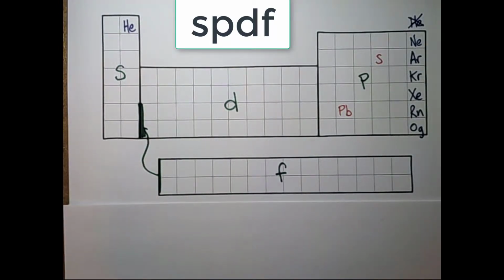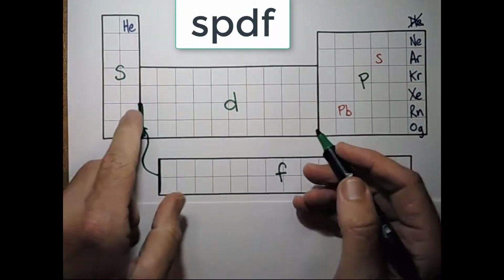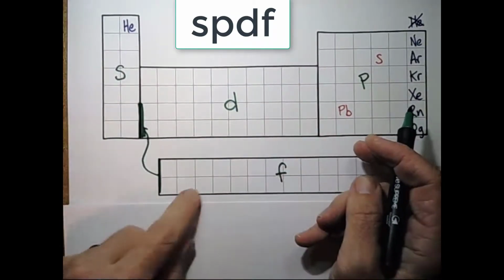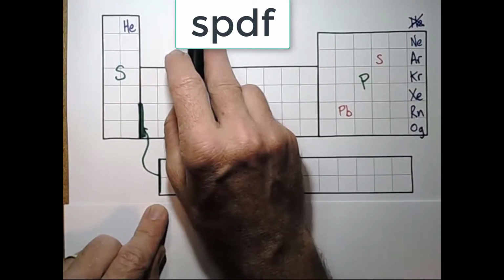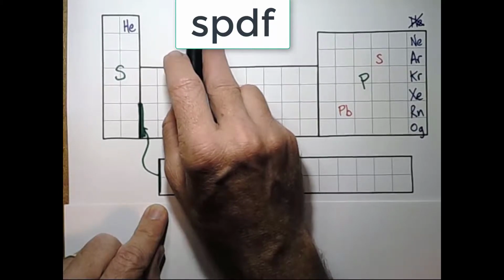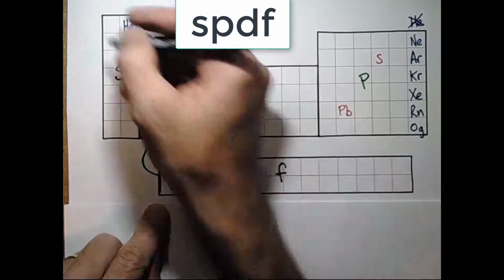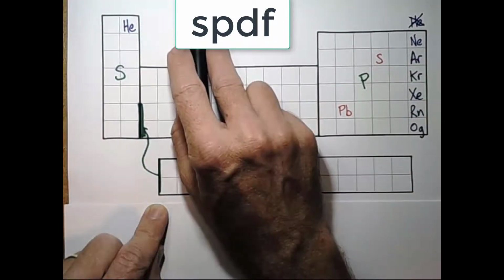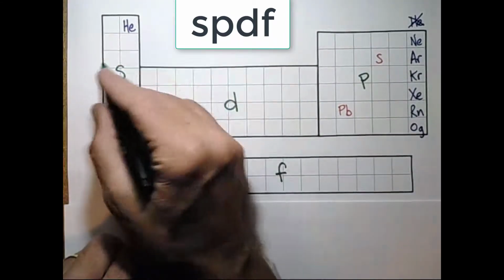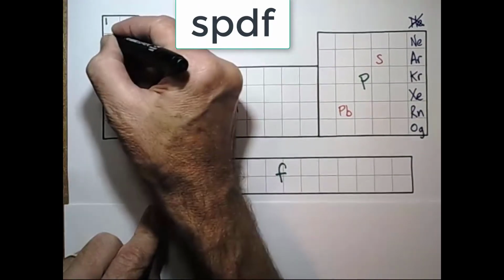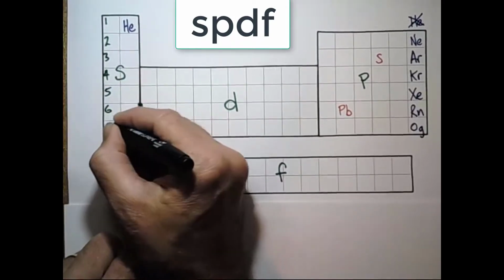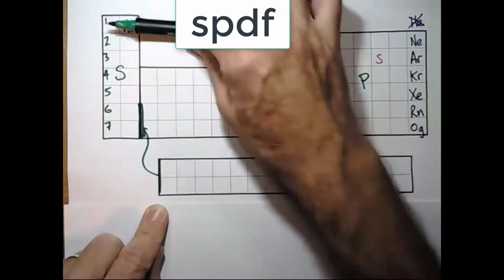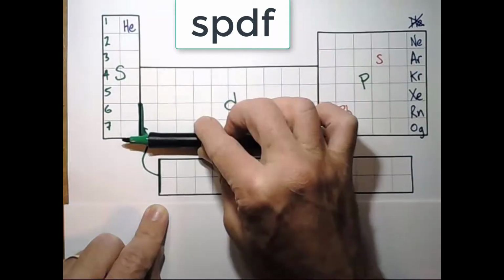All right, now I'm going to put some numbers down the side of each block. The S orbitals in an electron configuration exist in all shells. So the first shell, second shell, third shell, down to the seventh shell, they all have S orbitals. So I'm going to number 1, 2, 3, 4, 5, 6, 7. I'm going to number the rows in the S block of the periodic table.